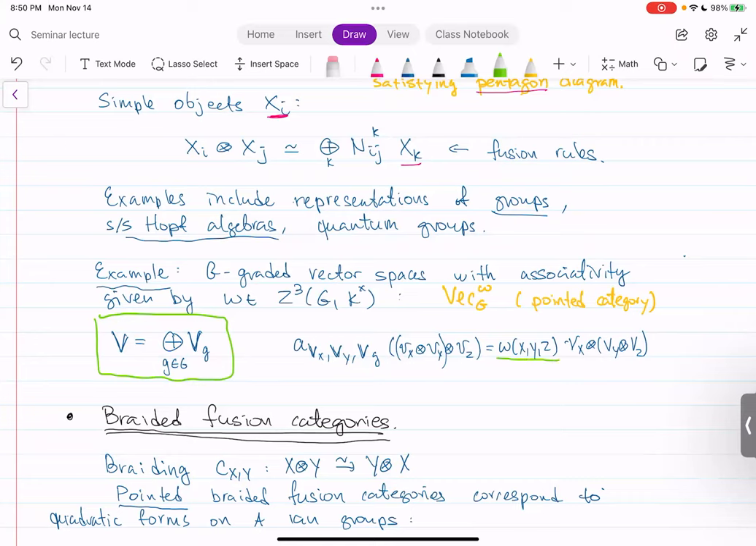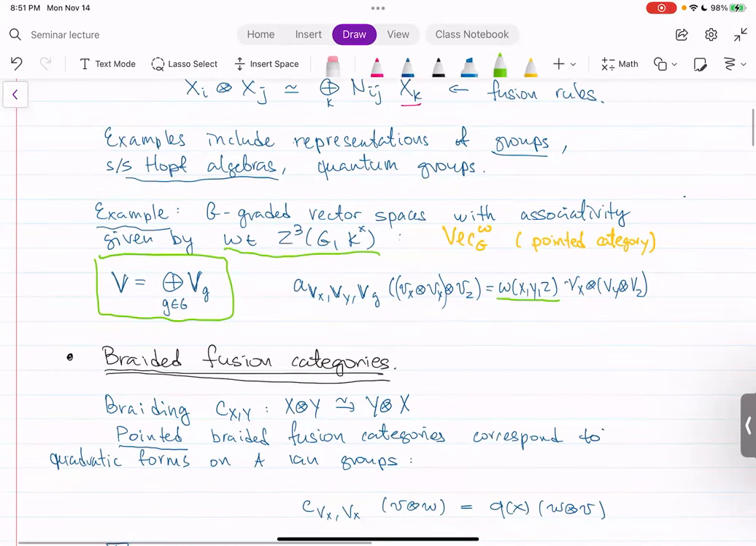Here, what one can do is twist the usual vector space associativity by means of a 3-cocycle omega. The resulting category is called Vec_G^omega. It's the most general example of a pointed category. Incidentally, as I speak, if you have questions, please do not hesitate to interrupt me and ask. I don't see your faces when I look at the screen, but everybody is welcome to ask questions at any point.